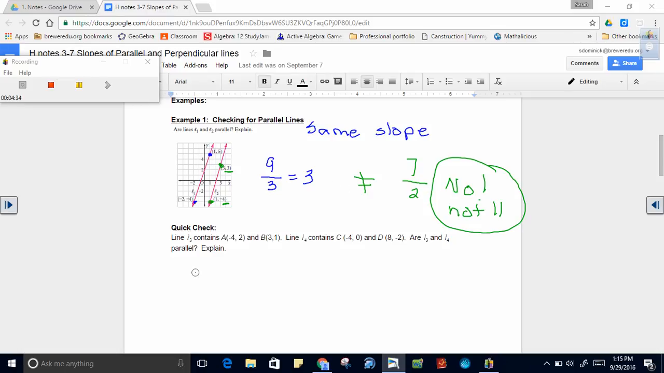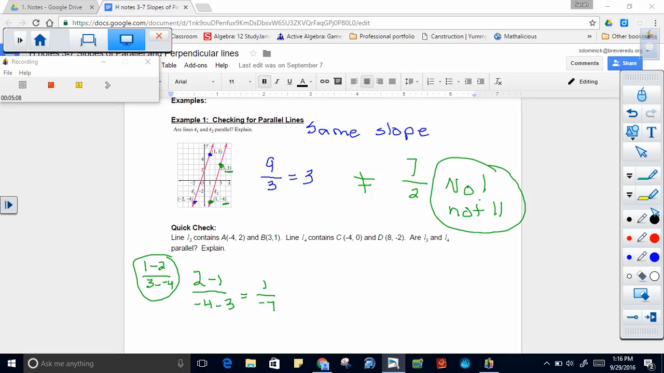So let's do A first. So the change in my y's would be 2 minus 1. Change in my x's would be -4 minus 3. And I, of course, could have set this up as 1 minus 2 all over 3 subtract -4. This will get me the same fraction when I reduce. 2 minus 1 is 1. Negative 4 subtract 3 is a negative 7.